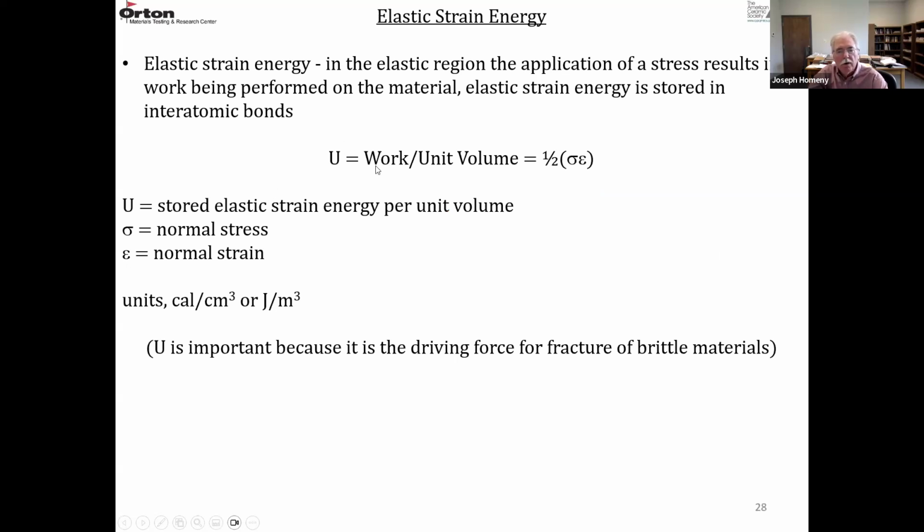So the work per unit volume, U, basically equals 1/2 sigma epsilon. So that's the stored elastic strain energy per unit volume, and it's a function of the stress and strain. Now, the units are a little different here. They're calories per cubic centimeter or joules per cubic meter. So why are we concerned with U? Because it's the driving force for fracture of the brittle materials. This energy, U, is converted into fracture surface energy of the crack.